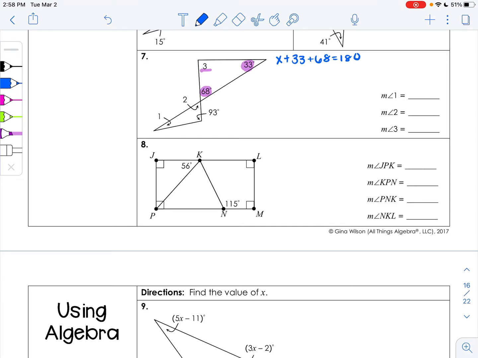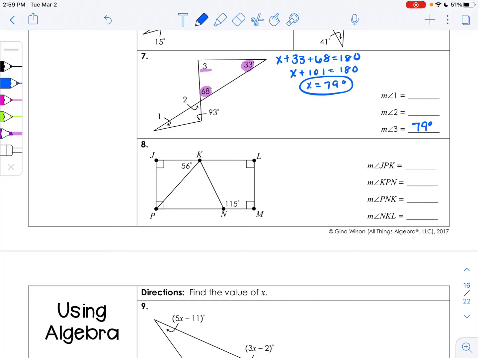I can then solve it by combining my like terms, 33 plus 68. That would give me x plus 101 equals 180. Subtract 101 from both sides, and I find that x equals 79 degrees. And remember, 79 degrees was for angle 3. So the measure of angle 3 equals 79 degrees.